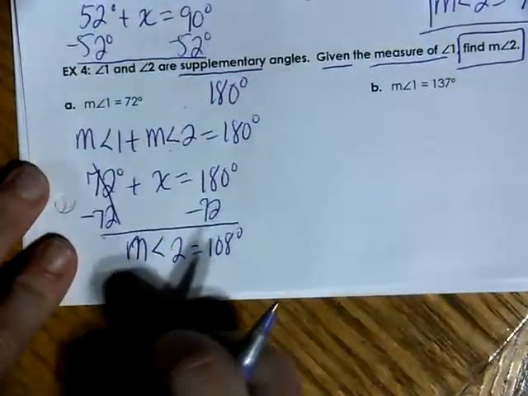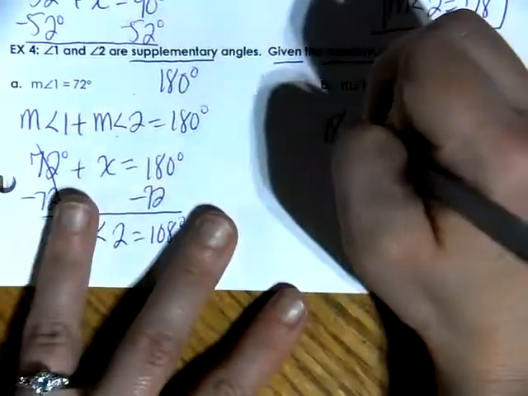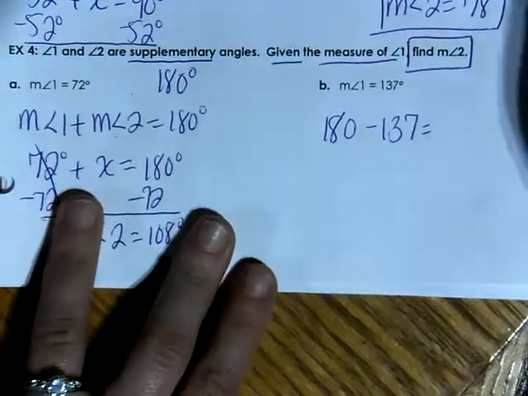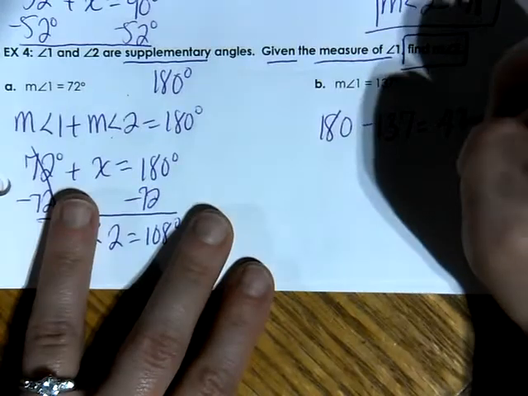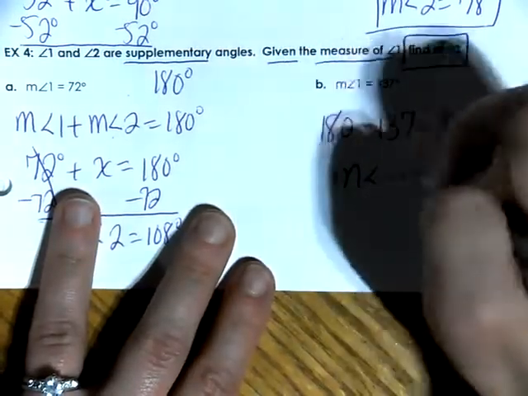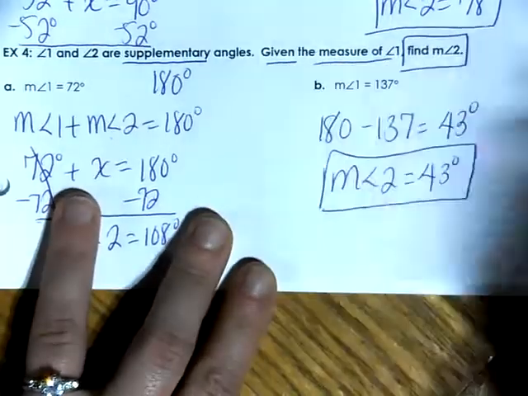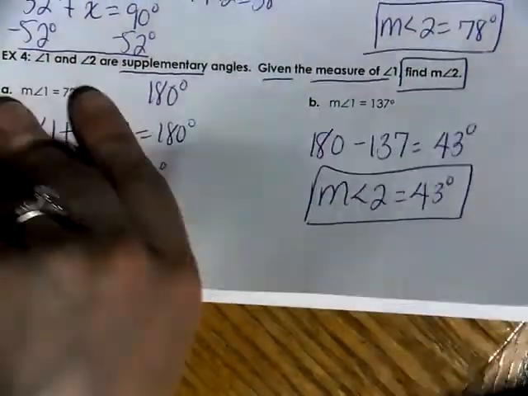So this is very formal, but you can go more informal by just taking 180 and subtracting 137. And when you do that, you're going to be left with 43 degrees. So the measure of angle 2 is equal to 43 degrees. Both ways are perfectly acceptable for showing answers. All right, let's go ahead and move on to the next page.